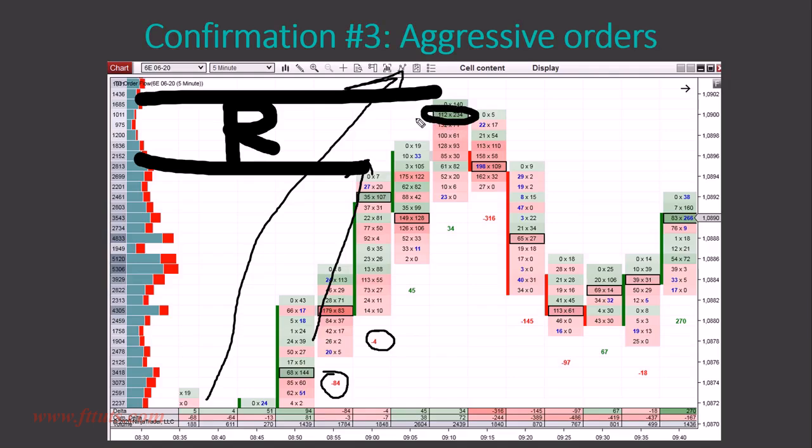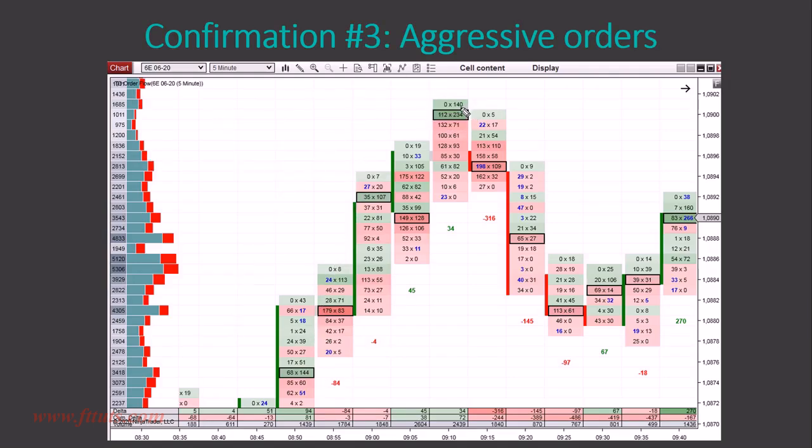This is the confirmation number 1. Most likely big buying limit order in here, and then aggressive sellers start to jump in. Those sellers. So this is a selling limit order, and those are aggressive selling orders. Then it continues in here.